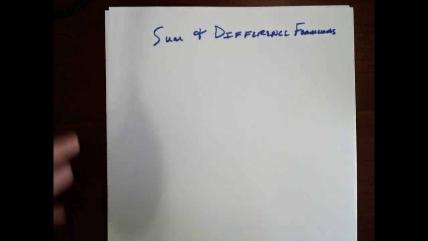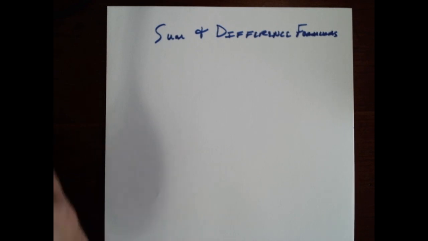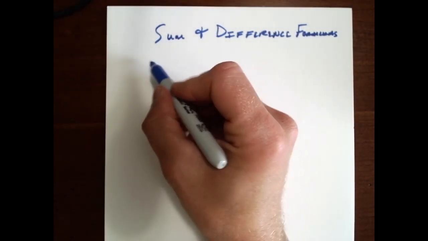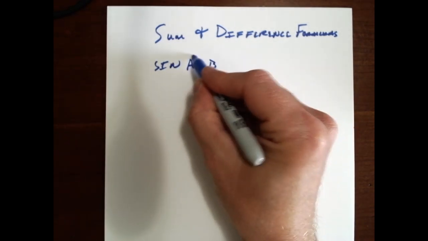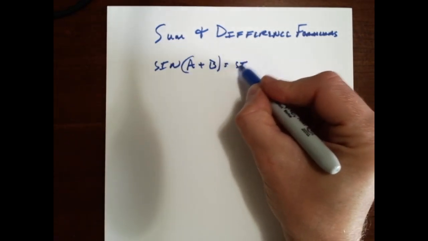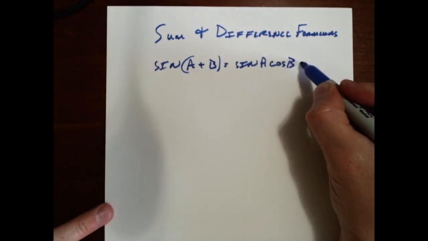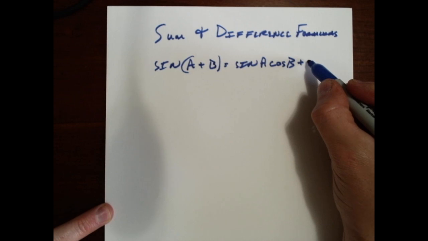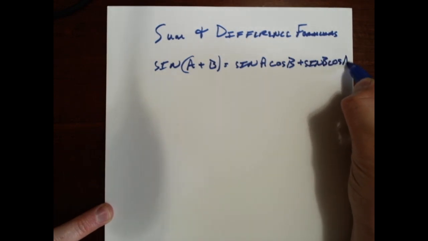We're going to look at sum and difference formulas today. We're going to work through an example, and I'm also going to introduce you to the formula for each of them. So the idea is that you have sine of A plus B. That's equal to sine of A cosine of B plus sine of B cosine of A.